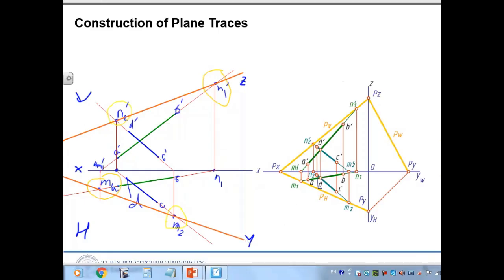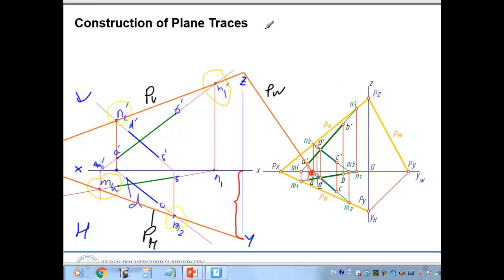So then we measure this distance and put it there, to the OY axis, so it will be somewhere here. Then we can make another side of the traces like this. So we can write it down. So that is PW, and this one is PV traces, and that one is PH traces.